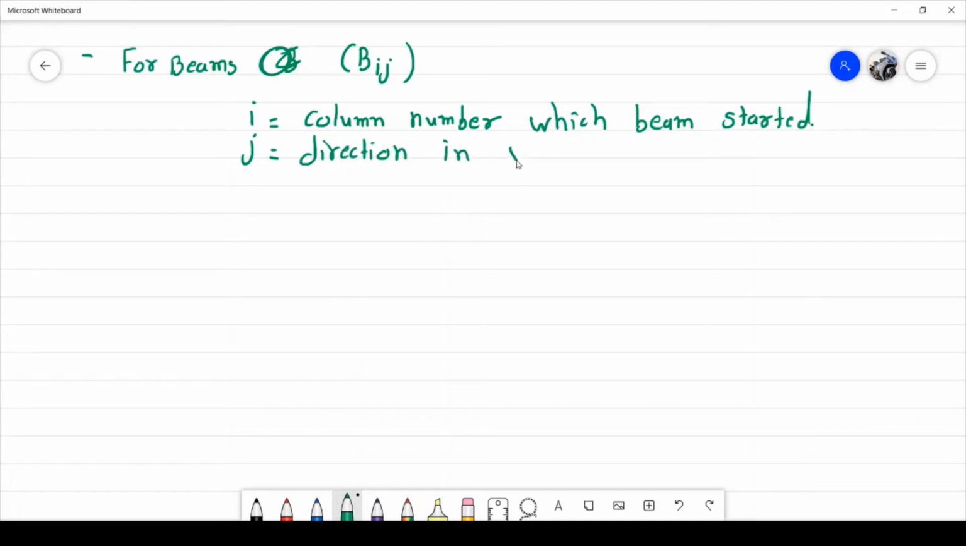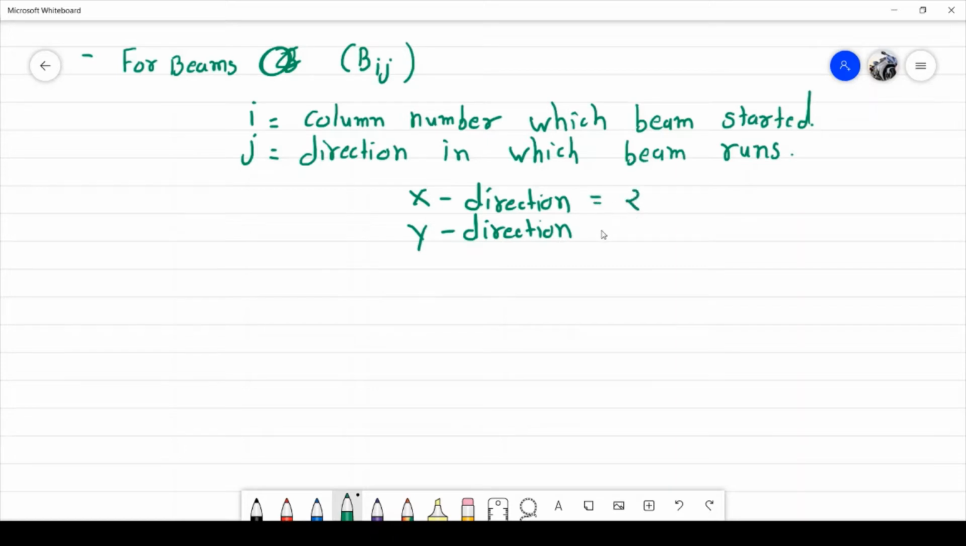Direction in which the beam runs. Here we have two directions, which is not very hard: X direction and Y direction. For the X direction, the number is 2 and for the Y direction the number is 1. So J is fixed as 2 or 1. What is X and what is Y? Remember, here is the axis, we call this X and this Y. But remember one thing, Y is always to the north.